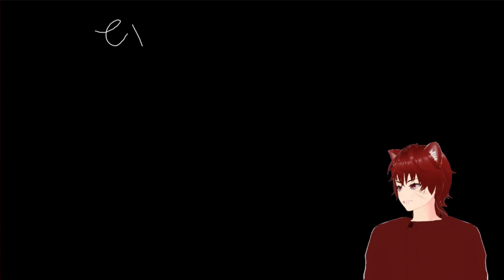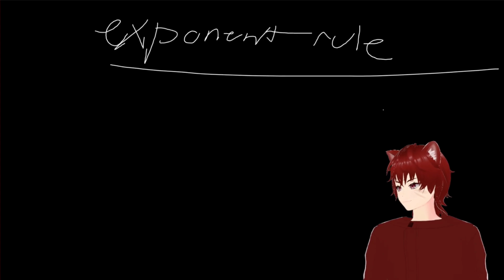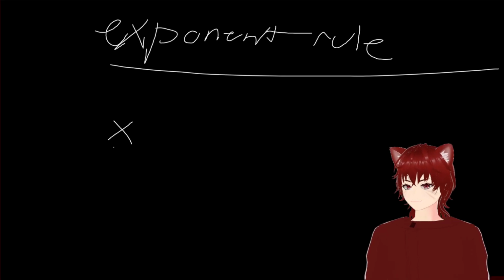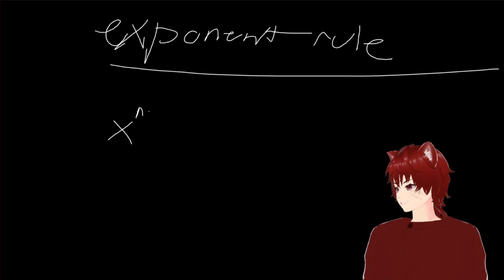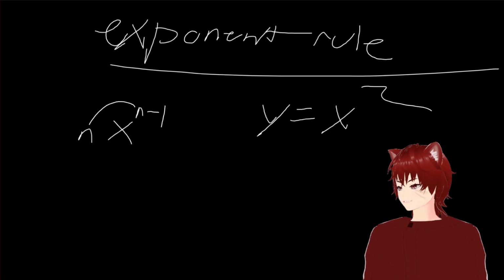So let's use the exponent rule. That says if you have a number or an equation that you're deriving that is to the nth power, you can bring this n down here and then subtract 1 from it. So let's try that with y equals x squared.